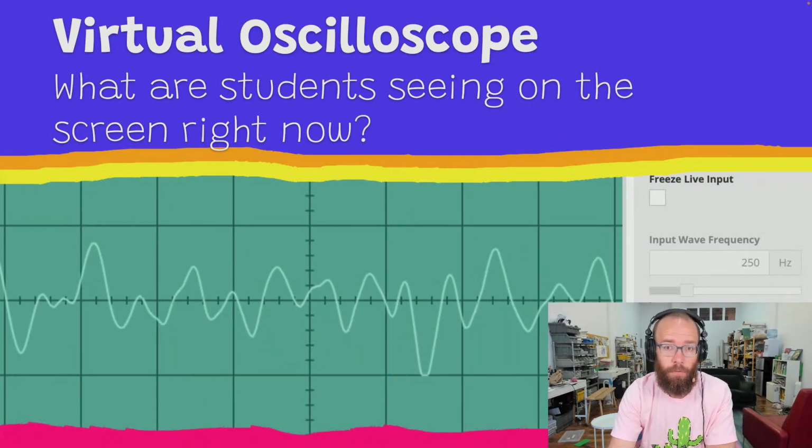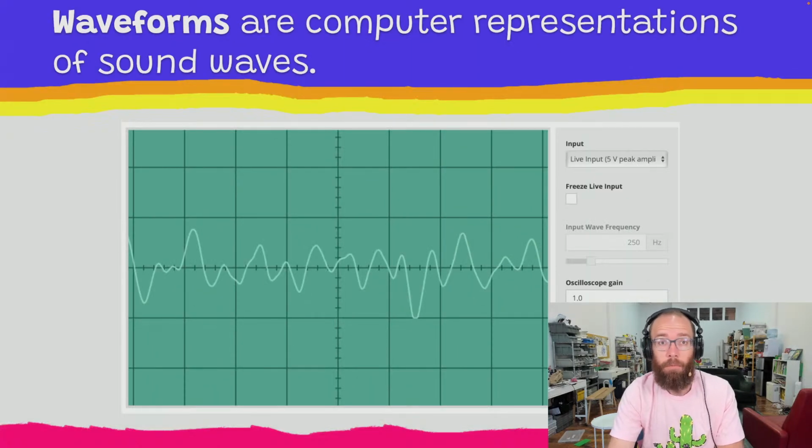So we already looked at the virtual oscilloscope. We asked kids what they're seeing right now, and part of the idea of this lesson is that they're seeing the representation of sound waves. So they're seeing data representation. They're not seeing the sound waves. We don't see sound waves, we hear sound waves. These are waveforms, which is the digital representation, or I guess in some cases it's analog, but it's a visual representation of a sound wave. And so we're looking at waveforms. And waveforms are computer representations of sound waves.